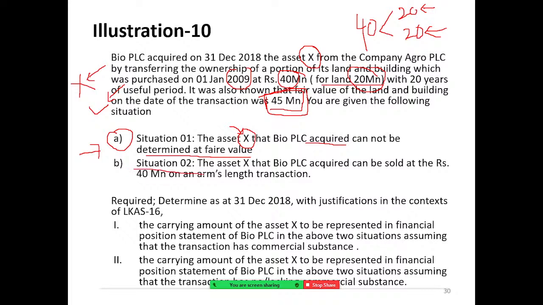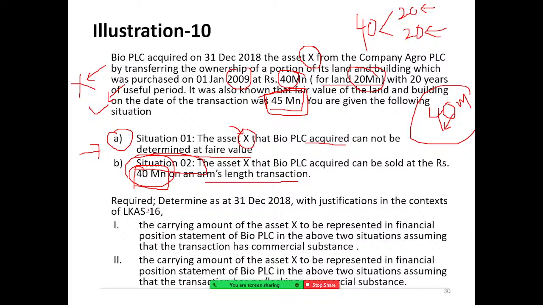Situation 2: the asset X that Bio PLC acquired can be sold. The new asset X acquired can be sold at 40 million in an arm's length transaction immediately after getting the asset. So in this instance, 40 million is the cost of the asset, because the fair value of the asset received is dominant over the fair value of the asset given up.